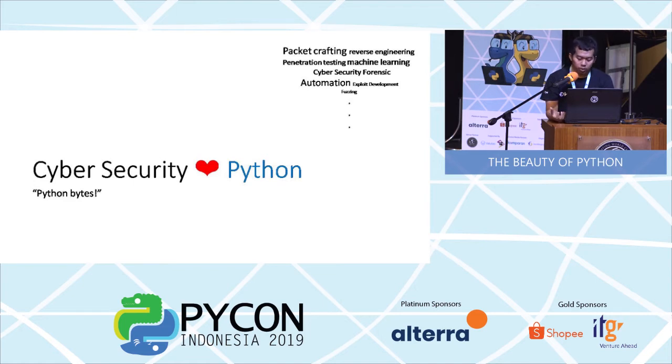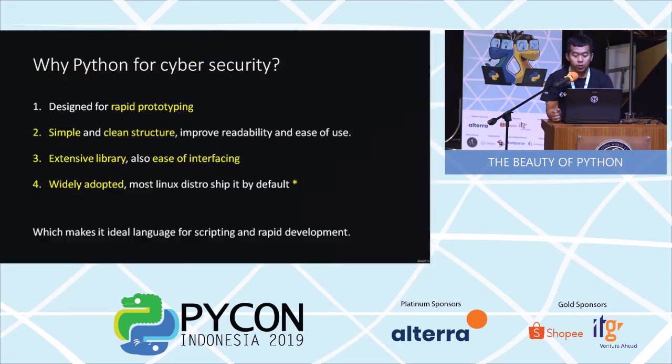Why do we use Python, or maybe why does cybersecurity use Python? It's very obvious that Python is designed for rapid prototyping. It's very simple. The structure is clean. It improves readability, and it's very easy to use. We don't need to write hundreds of lines to do something simple. We just import libraries, use some functions, and make it run. The library is very extensive, and the fourth point is it's widely adopted. Most Linux distros ship it by default. It means that if we can compromise a Linux machine in an organization, we can use the power of Python there. So it's very interesting for us to learn and use Python in our pen test and red teaming.